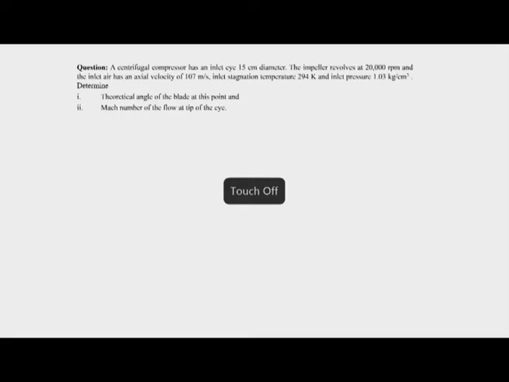Okay. So we will solve the second example, which is again related to a centrifugal compressor. This example says that there is a centrifugal compressor which has an inlet eye which is 15 centimeters.